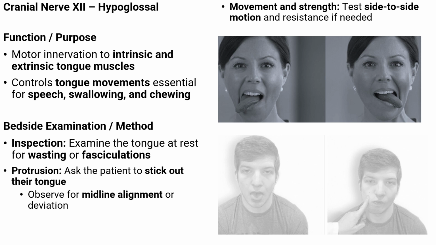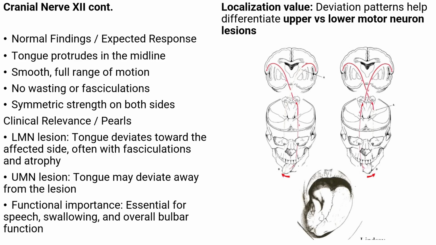or fasciculations. Next, ask the patient to protrude their tongue and observe whether it remains midline or deviates to one side. You can also assess side-to-side movements and, if needed, apply gentle resistance to evaluate strength and symmetry. In a normal examination, the tongue protrudes in the midline, moves smoothly in all directions, shows no wasting or fasciculations, and has symmetric strength on both sides.